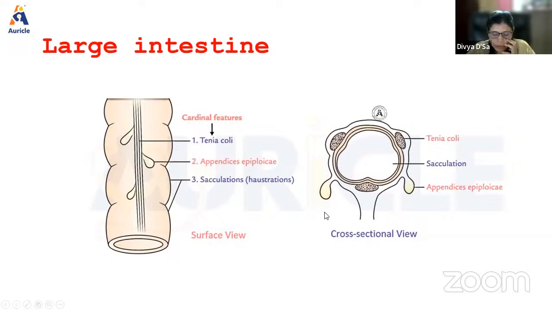When I talk about the colon, I will tell you more. And here we have appendices epiploicae, that is peritoneal pouches filled with fat. And then we have sacculations, that is the folding of the colon, the large intestine. Because the length of the large intestine is about 1.5 meters or so, about 6 feet, to accommodate it between these tinea coli, it is thrown into folds like scalloping, like in the curtains, we see the scalloping, right? That way, we see the scalloping, which we call the sacculations or haustrations.